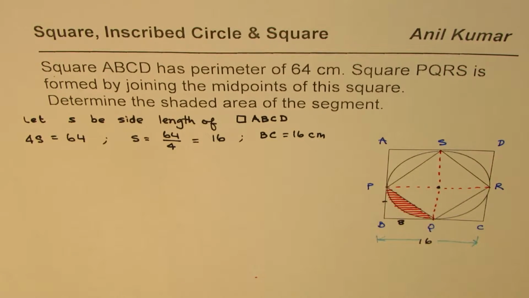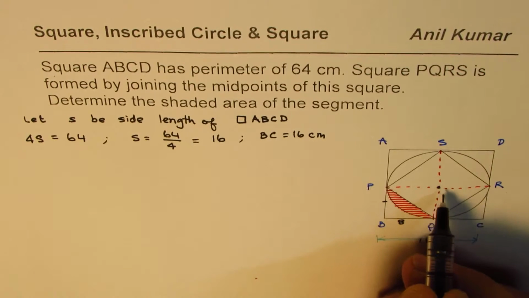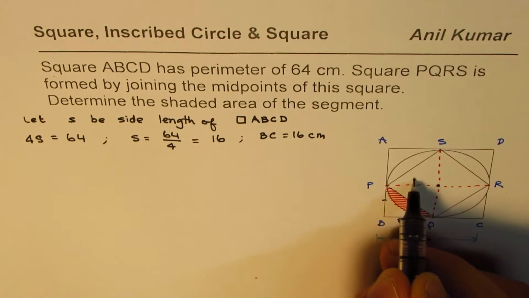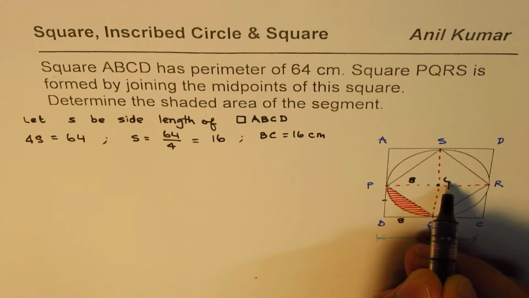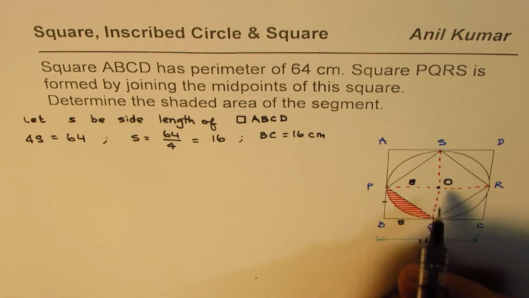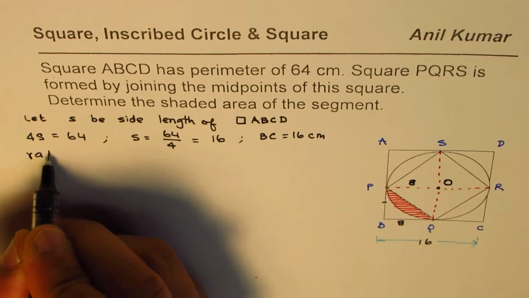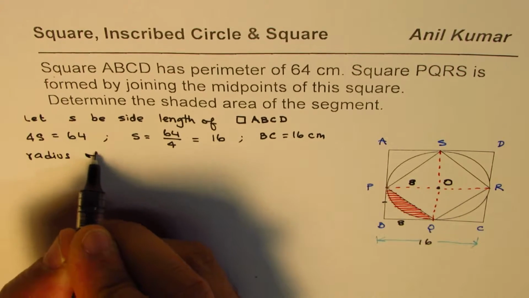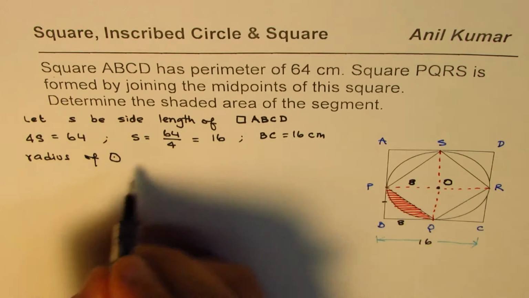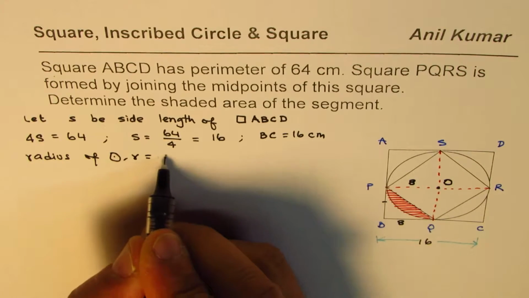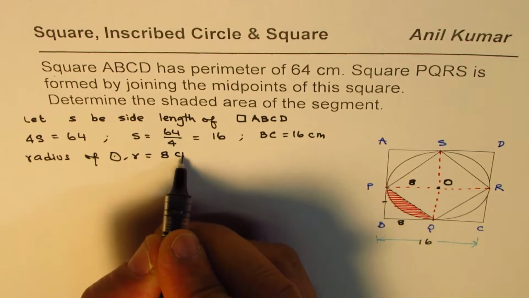So that gives us a radius. Now this 8 is the radius. So we can write down here, with center at O, we can say that the radius of the circle, R, equals 8 centimeters.